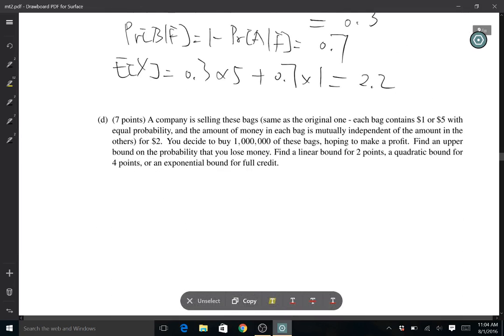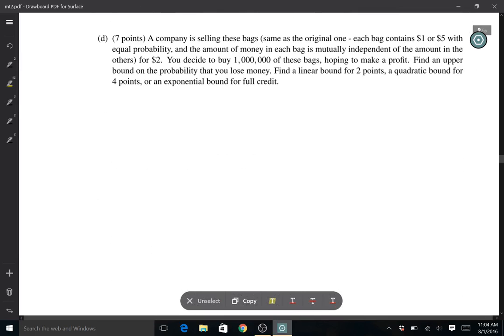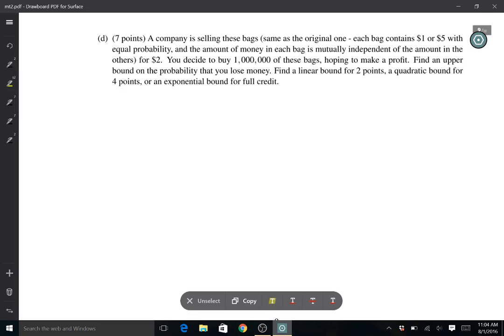Okay, cool. So the last one is a bound question. The company is selling these bags, and for $2 each, you decide to buy 1 million? Yeah, sorry, 1 million of these bags, hoping to make a profit. So we're to find an upper bound of the probability. The solution used the indicator variable X to denote the amount of bags out of the 1 million bags that has $1 in it. I will be doing this using another way.